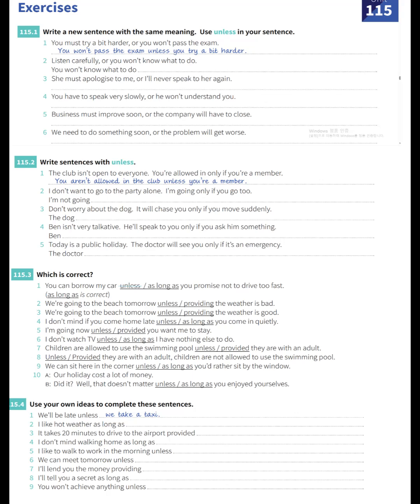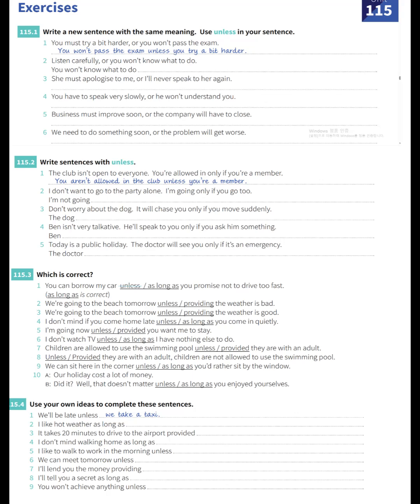Children are allowed to use the swimming pool unless or provided they are with an adult. Provided they are with an adult. Unless or provided they are with an adult, children are not allowed to use the swimming pool. Unless they're with an adult, children are not allowed to use the swimming pool.